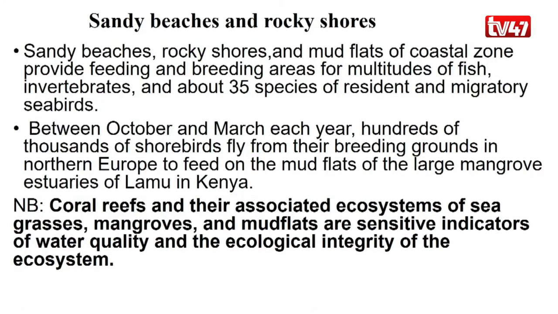Sandy beaches, rocky shores, mudflats, and the coastal zone provide feeding and breeding areas for a multitude of fish, invertebrates, and about 35 species of resident and migratory seabirds. Just as I was saying earlier, the sandy beaches and rocky shores play a critical role in ensuring that the species that thrive on them or in them find a place to feed, to breed, and survival continues. So there's what we call natural succession of those specific species, because their natural way of surviving and reproducing is well protected and provided for. That is the reason why sandy beaches, rocky shores, and the mudflats at the coastal zone need our much protection and conservation.